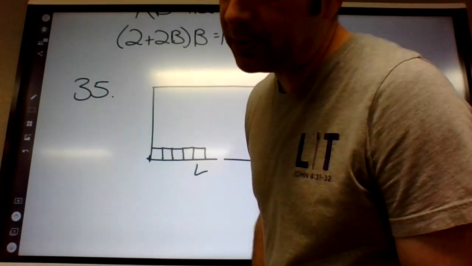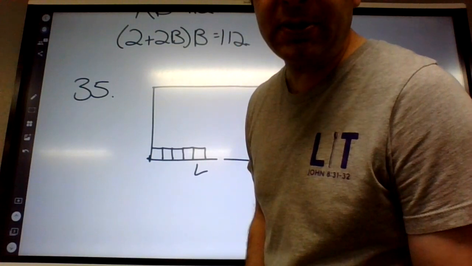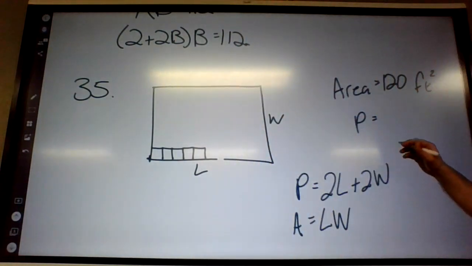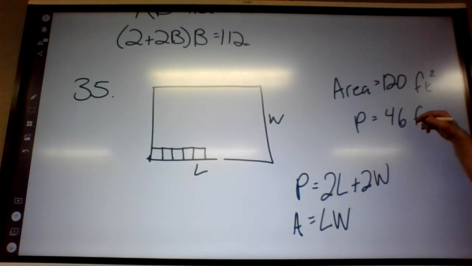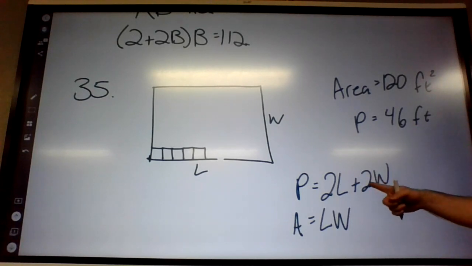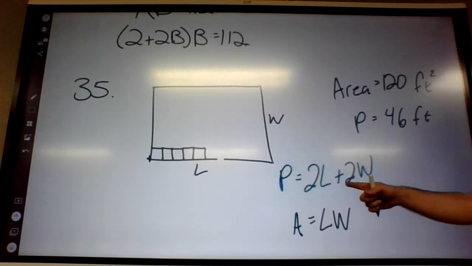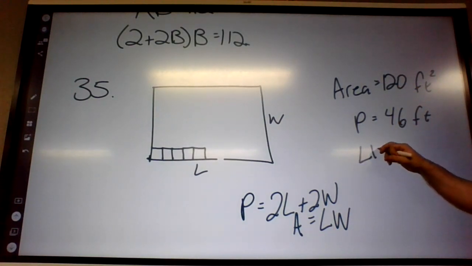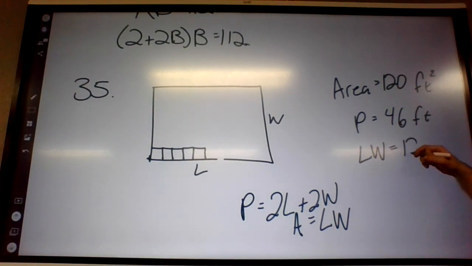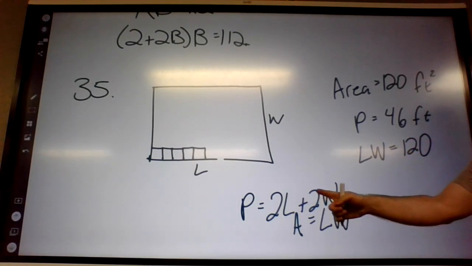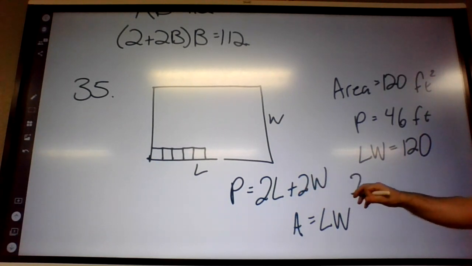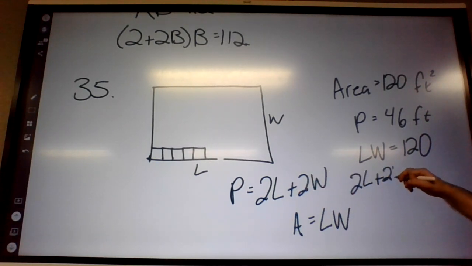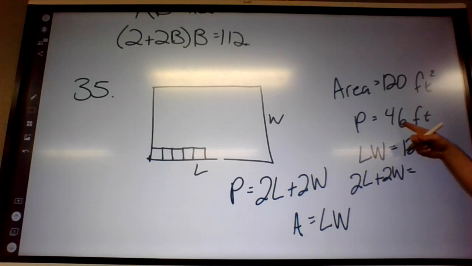Alright, what was the perimeter on this one? 46. Okay, so these are the 2 formulas we're going to use. For the area, it's length times width should equal the area, 120. For the perimeter, it's 2 lengths plus 2 widths should equal the perimeter, which is 46.